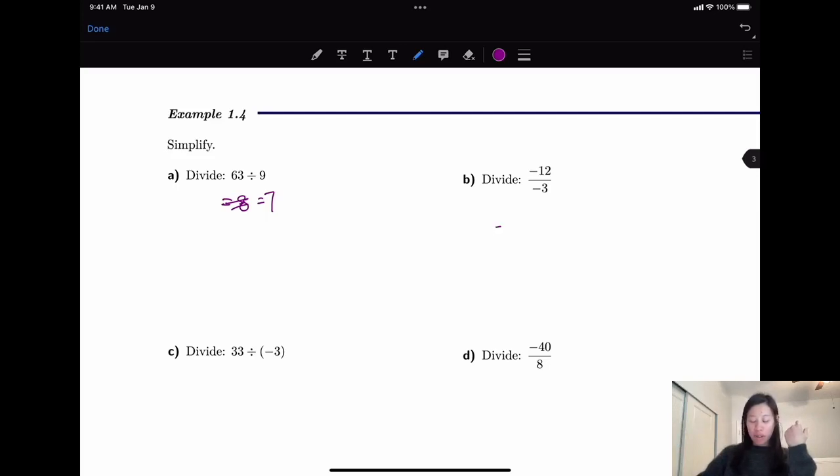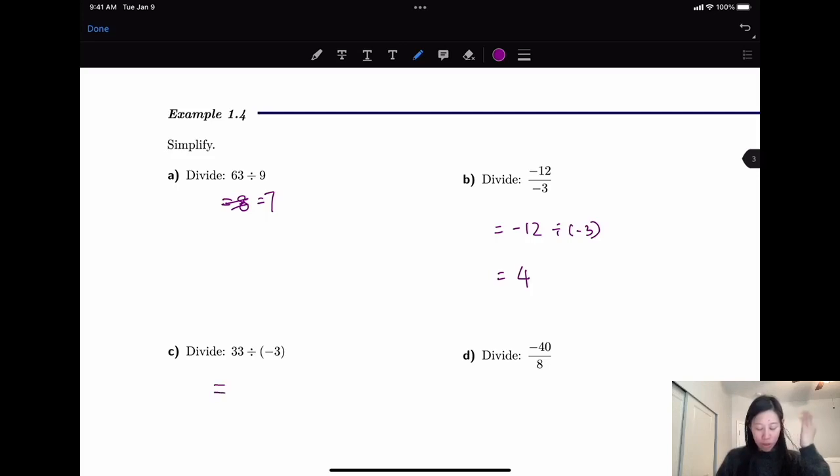And now we have a fraction. Remember, a fraction is basically division. We have negative 12 divided by negative 3. So we get a positive number, right? Because they're both negative, we follow the division or multiplication property. So we know that this is going to be a positive number, and then we use 12 divided by 3, and we have 4.